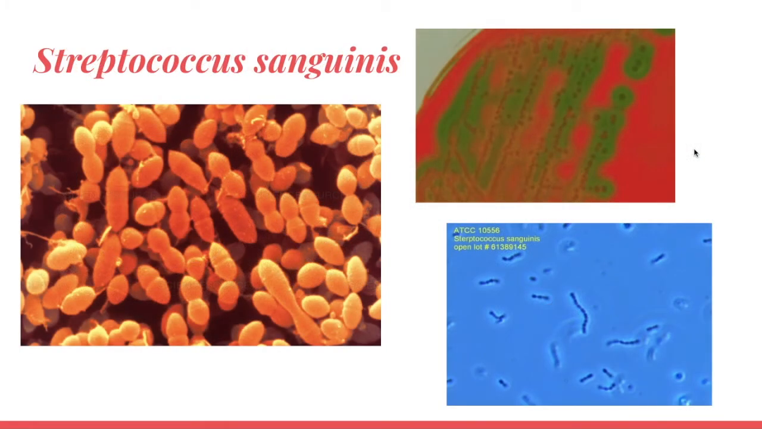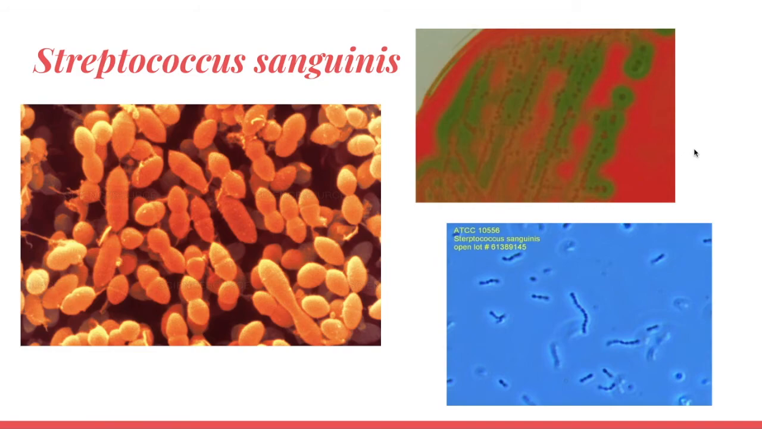Streptococcus sanguinis is a bacterial species that belongs to the viridans Streptococci group. Viridans comes from a Latin root meaning green because a test that differentiates Streptococcus pneumoniae from the viridans Streptococci group is called the Optochin test, in which the viridans group is resistant and S. pneumoniae is not resistant. And in this Optochin test, the viridans streptococci group produce a pigment that is green in color, which can be seen on the top right.